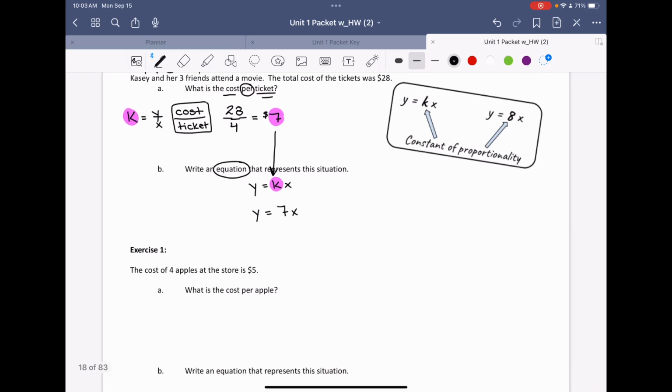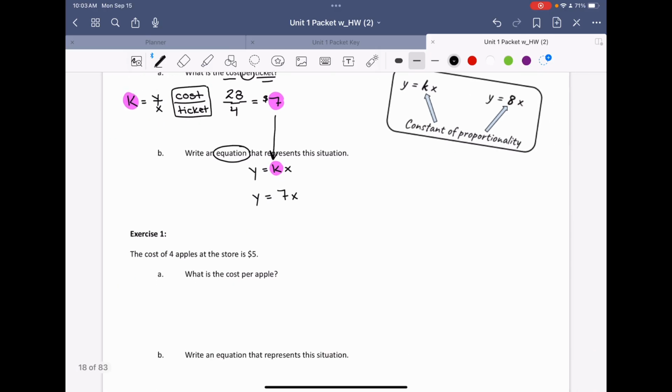Looking at the next exercise, it says the cost of 4 apples at the store is $5. I'm going to have you pause the video and try this one on your own. Look at what we just did in the first example together and follow the same steps. Unpause when you're ready to check.